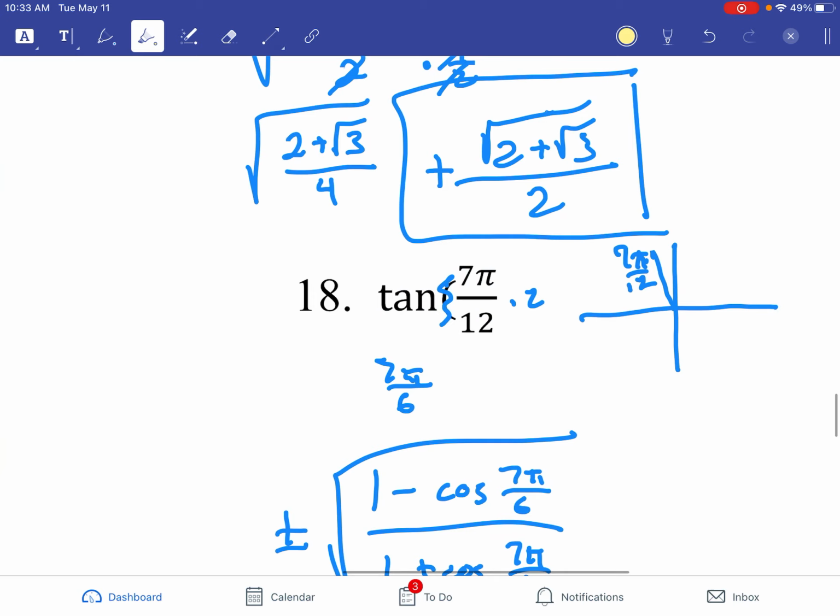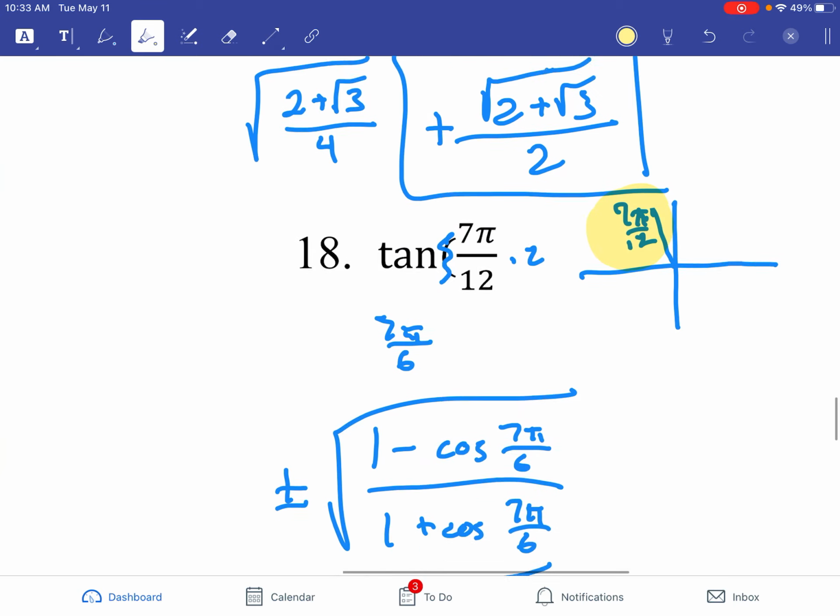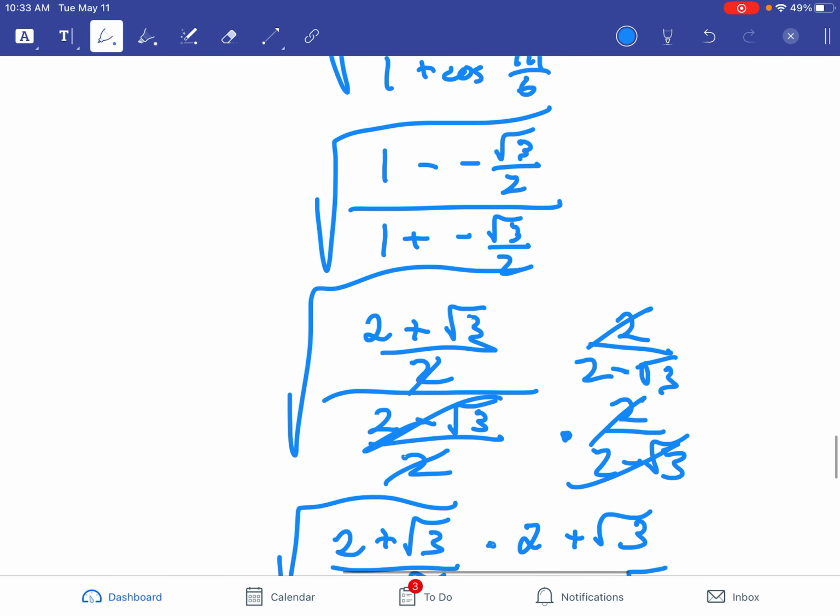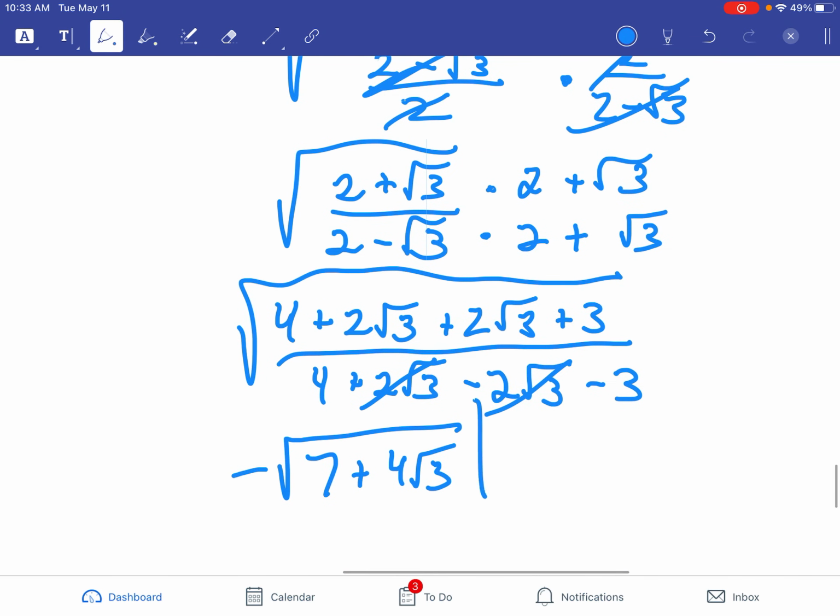Again, looking back at our original problem, 7 pi over 12 is in this second quadrant, and the tangent of those, again, is going to be a negative x and a positive y, which means it's going to be a negative number.